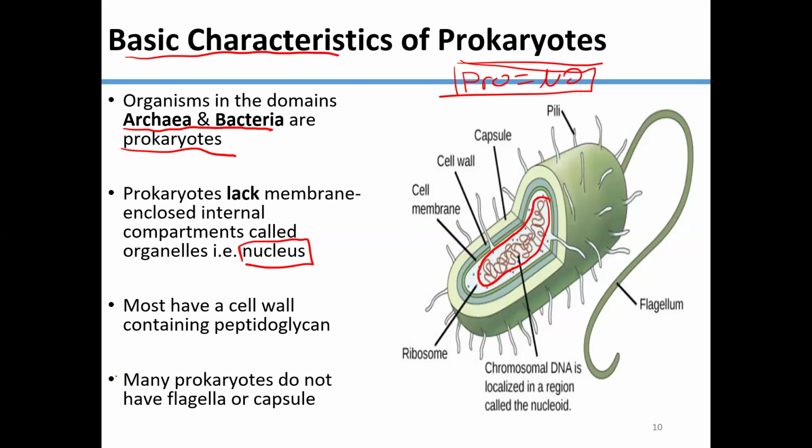One thing that I do want to make a point of is that many prokaryotes do not have a flagellum or capsule. So in this case, you can see that we have this right here, which is going to be the flagellum, and that's a tail. So not every single prokaryote is going to have a tail that helps them move around. Again, some of them might be round, some of them might have different shapes. They're not always going to have them. And then the capsule, which is just going to be the outer portion, they're not always going to have that. So again, many prokaryotes do not have a flagellum or a capsule.